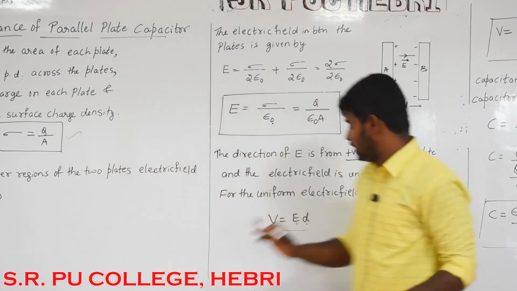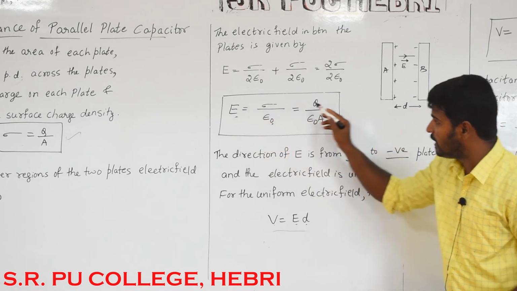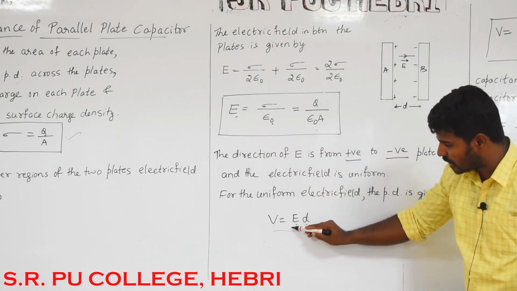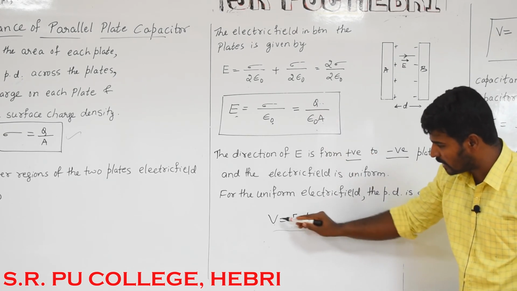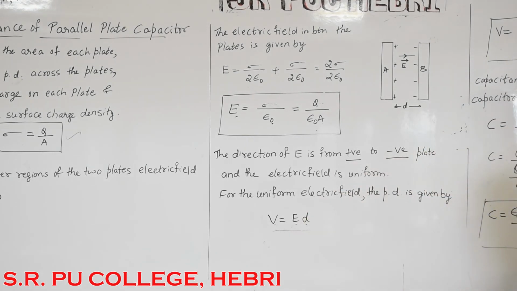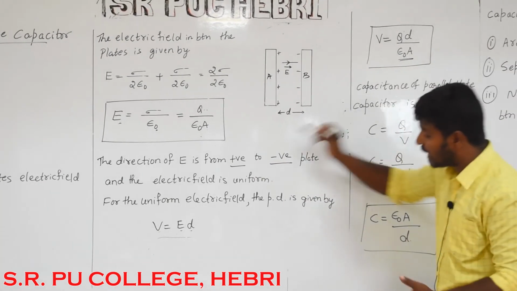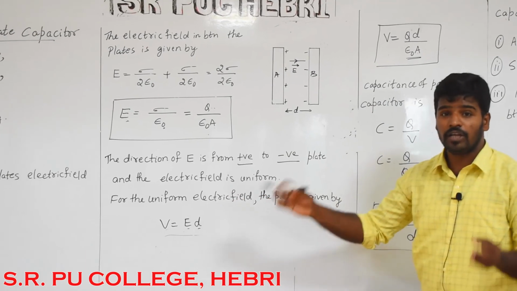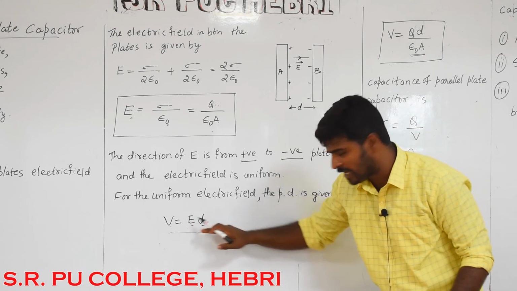Therefore V is equal to, what is the expression for E? That I already proved. E will be Q divided by epsilon naught A. That I substituted here. We substitute the value of E that we got into this equation. So V is equal to Q divided by epsilon naught A, times D. This term Q divided by epsilon naught A is because of the electric field E, multiplied by the distance D. Therefore V is equal to E times D.